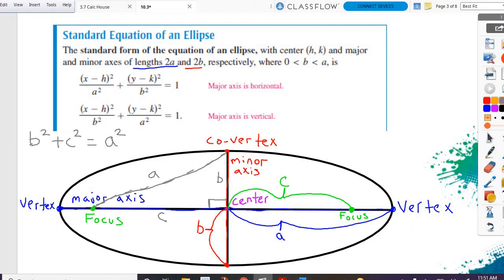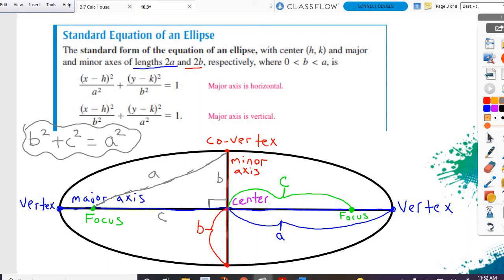So this is going to be an important formula because we're going to have to use it depending on the information that we're given. Sometimes we're given B and C and we need to find A. Sometimes we're given A and B and we need to find C, and so forth. Yes? We're okay with that.